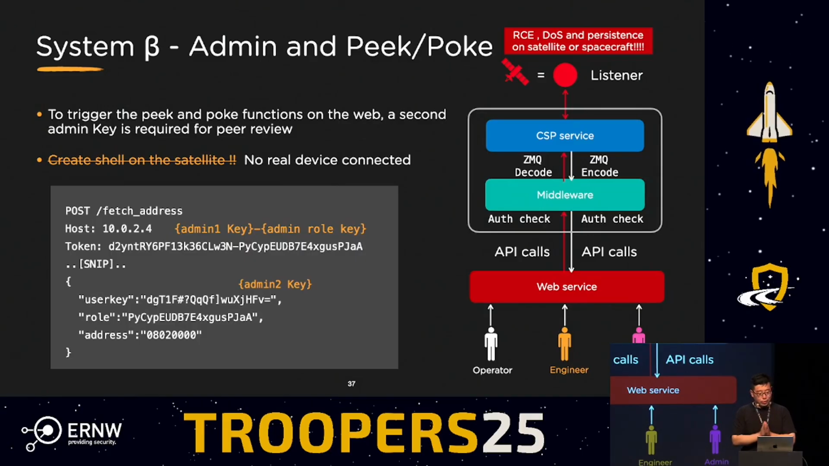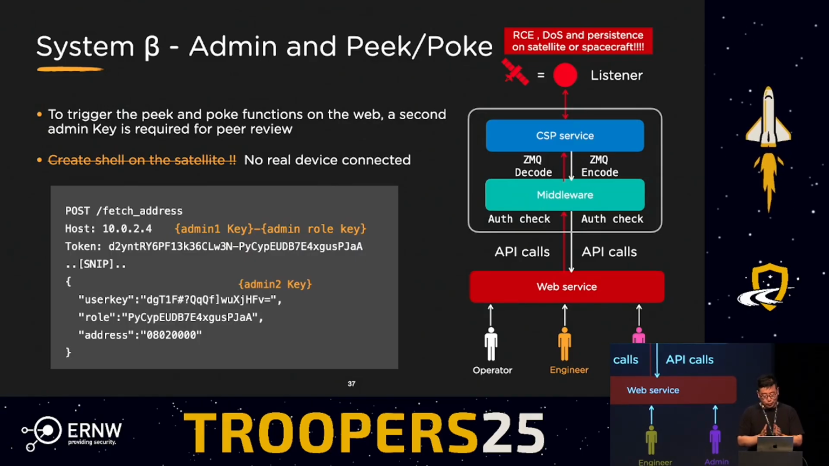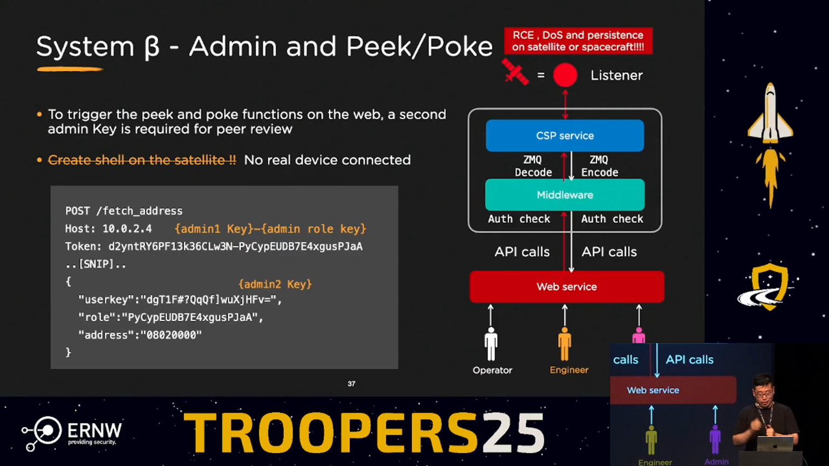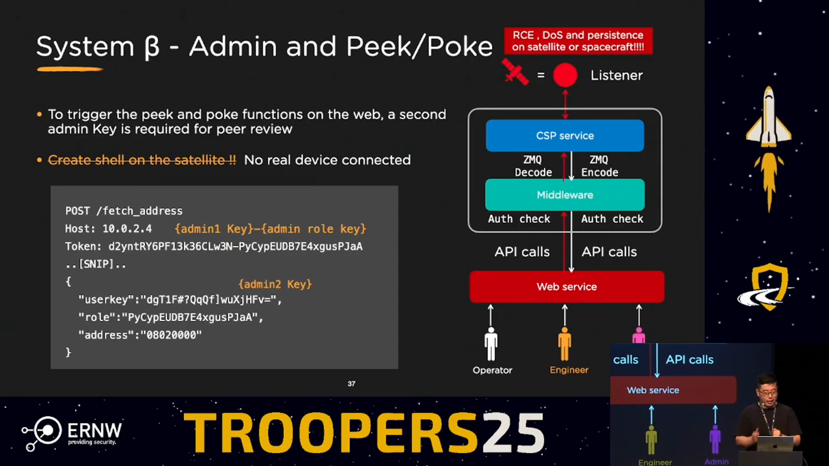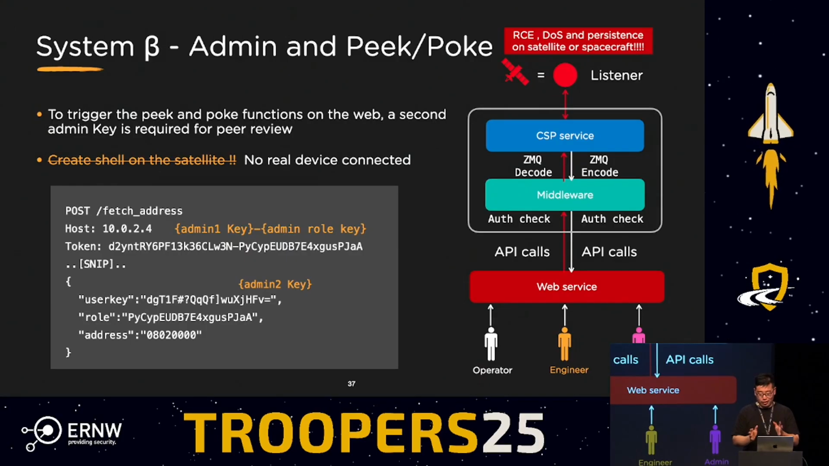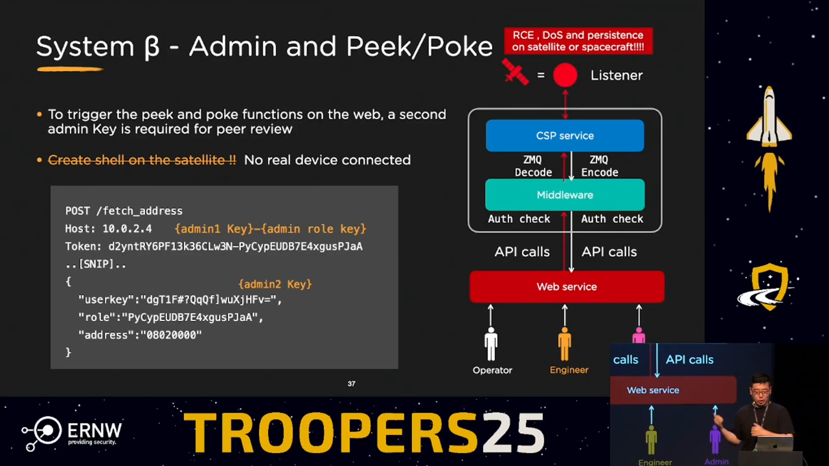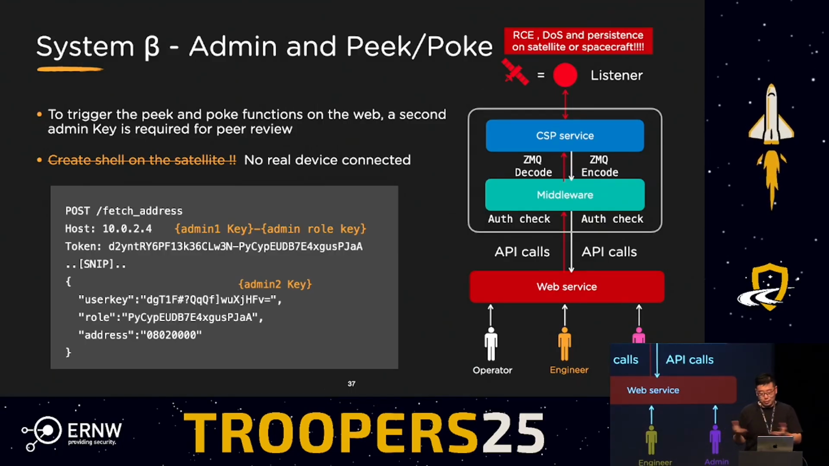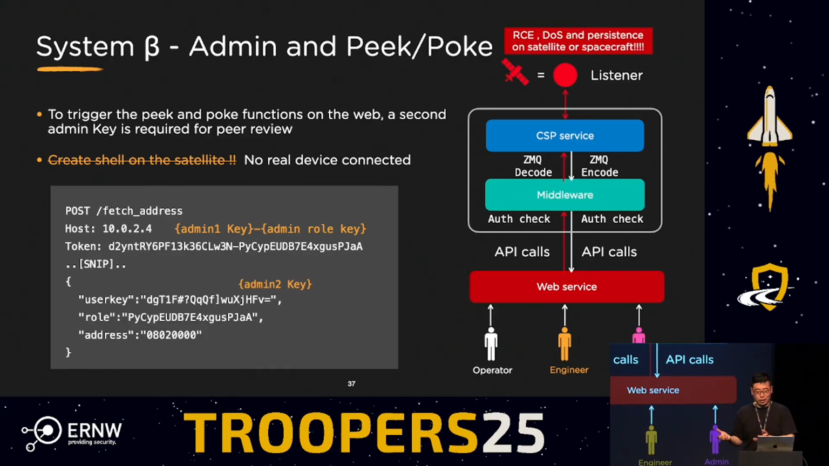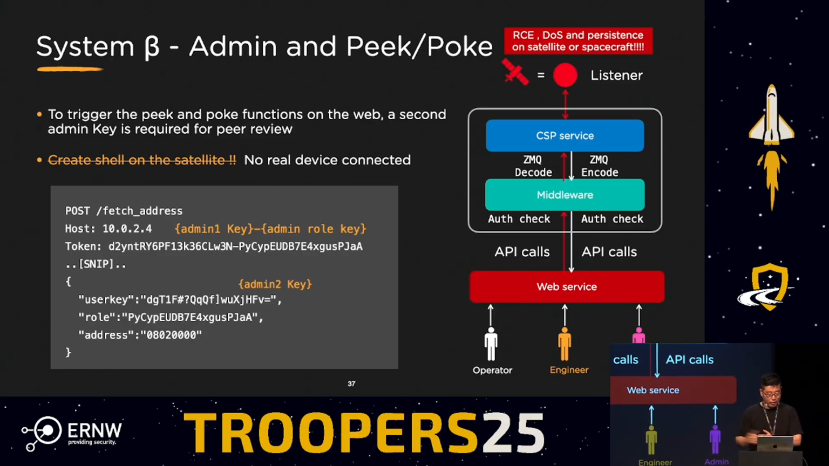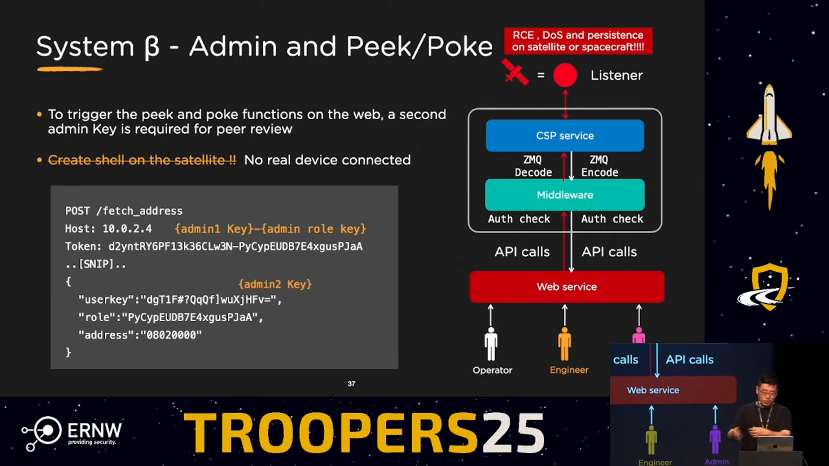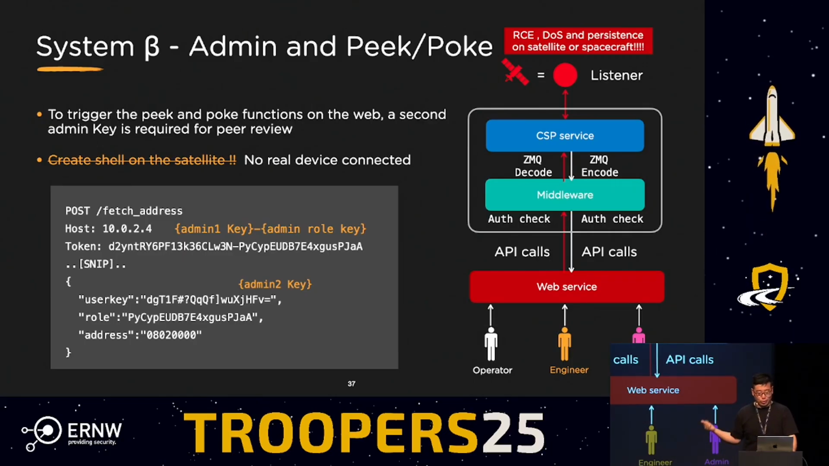And then I try to find, first I got admin accounts from the database, and then I try to find if there is anything related to the peek and poke functions, because they might not be included in this service, but luckily they are. So I found fetch address and overwrite address with the two admin keys. I think they have a kind of approval process when you do these kinds of things.